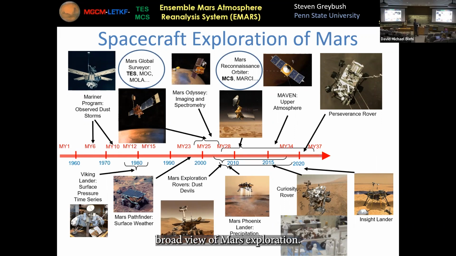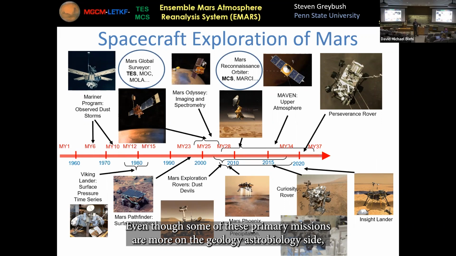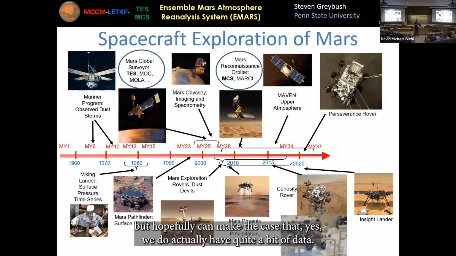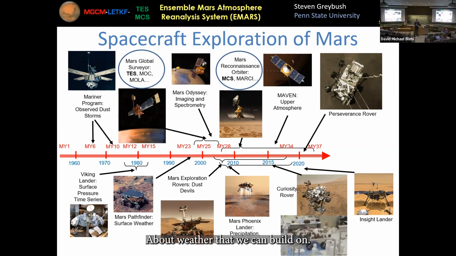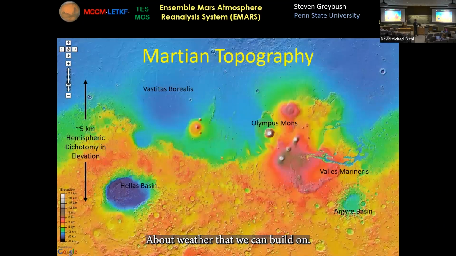Okay? So that gives the broad view of Mars exploration. I put more of the weather side of this on here, even though some of these primary missions are more on the geology, astrobiology side, but hopefully I can make the case that, yes, we do actually have quite a bit of data about Mars weather that we can build on. Okay? So what does the Martian surface look like?